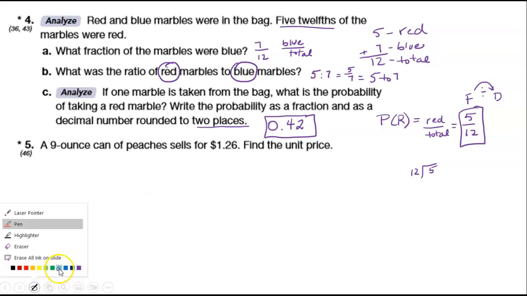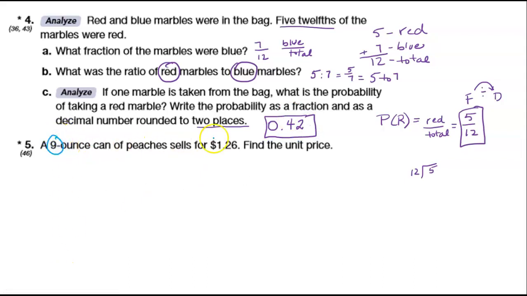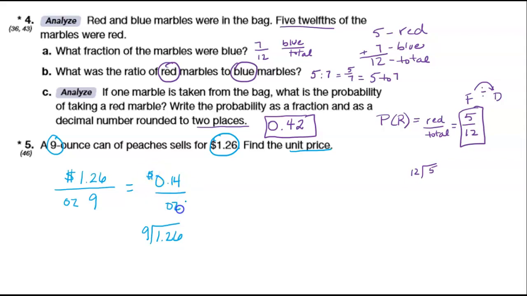Okay, let me change colors. A 9-ounce can of peaches sells for $1.26. Find the unit price. So the unit price is going to be dollars per ounce. How many dollars do I have? $1.26. How many ounces do I have? 9. So now I'm going to divide $1.26 by 9, and I get 14 cents per ounce. Let's keep going.